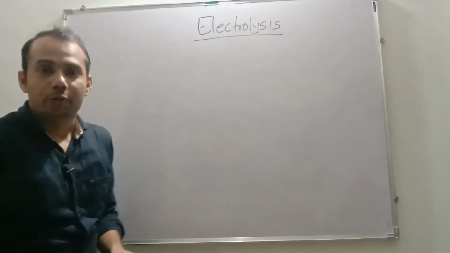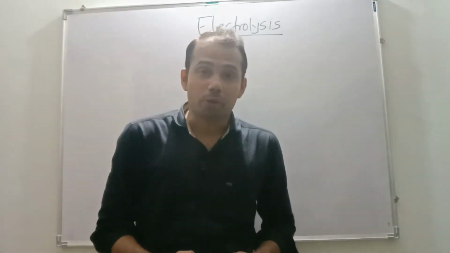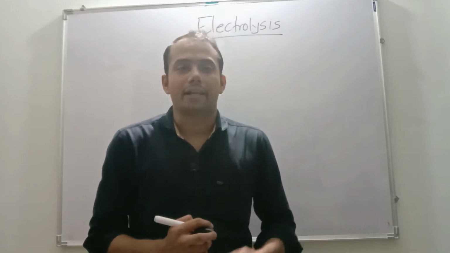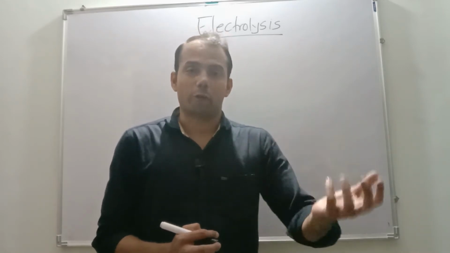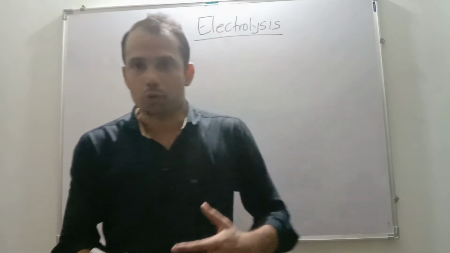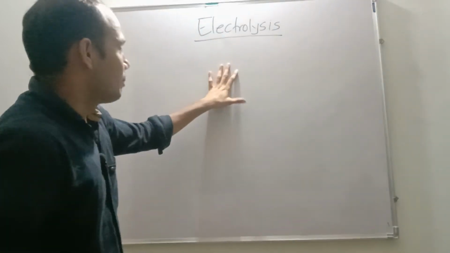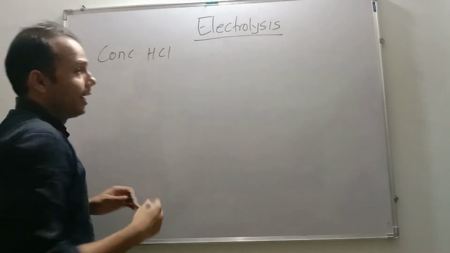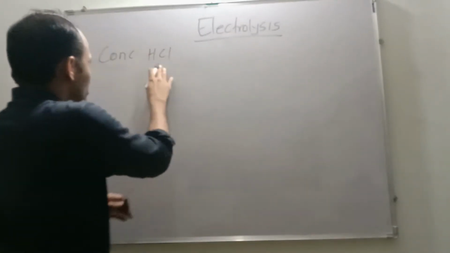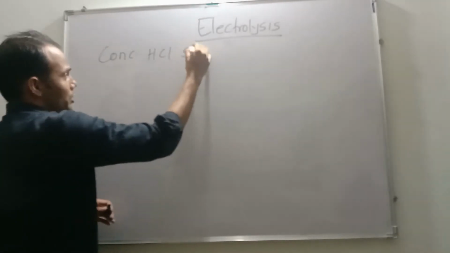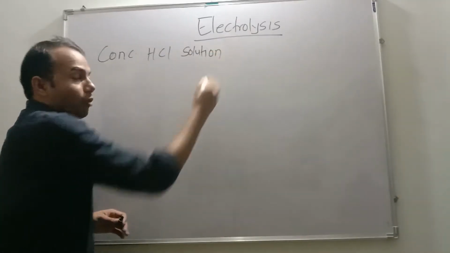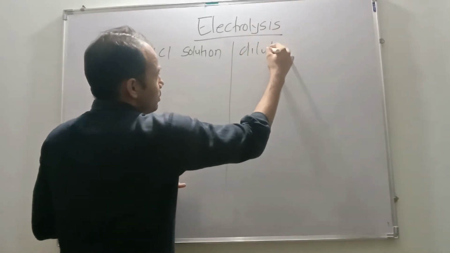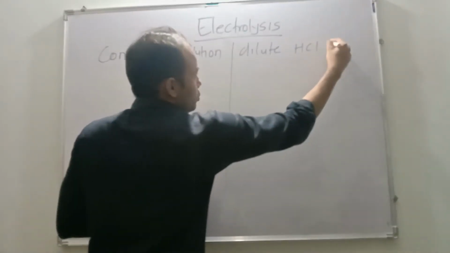In the earlier video I have also shared with you electrolysis of concentrated sodium chloride and dilute aqueous sodium chloride, so you can watch that also. So let us take the example. Here we have a concentrated HCl, and since it is a solution, the presence of water is also there. Another one, we have a dilute HCl solution.